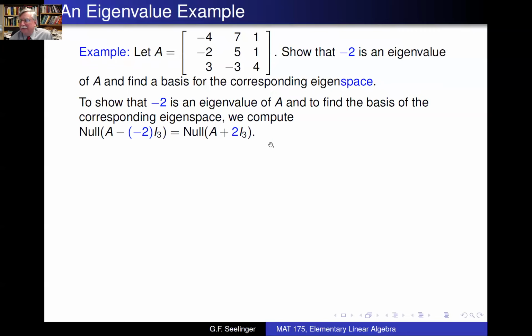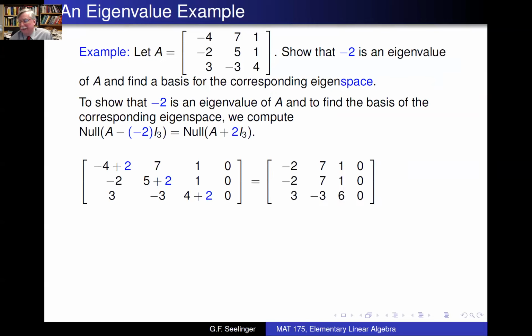If I do that, when I add 2 times I3, all I'm doing is adding 2 to each diagonal entry. The numbers in black are going to be the original entries of A. And then because I'm solving for a null space, it's really just solving the corresponding homogeneous system. So I set that last column equal to 0. I simplify it, I take its reduced row echelon form.